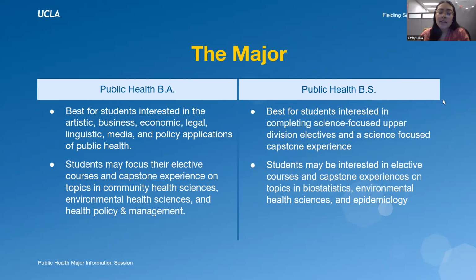And some departments that they have a lot of communication with would be biostatistics, environmental health sciences, and epidemiology. In terms of the elective courses and capstone experiences, I think those are just typically what we've seen, but it's not like if you were a BS student, you would be barred from taking, say, community health sciences, because in public health, there's also a lot of intersection.